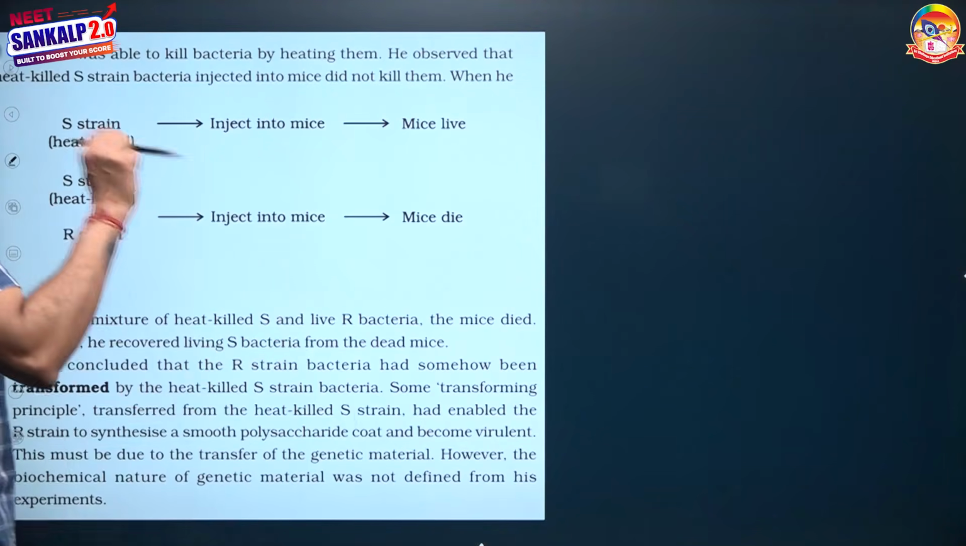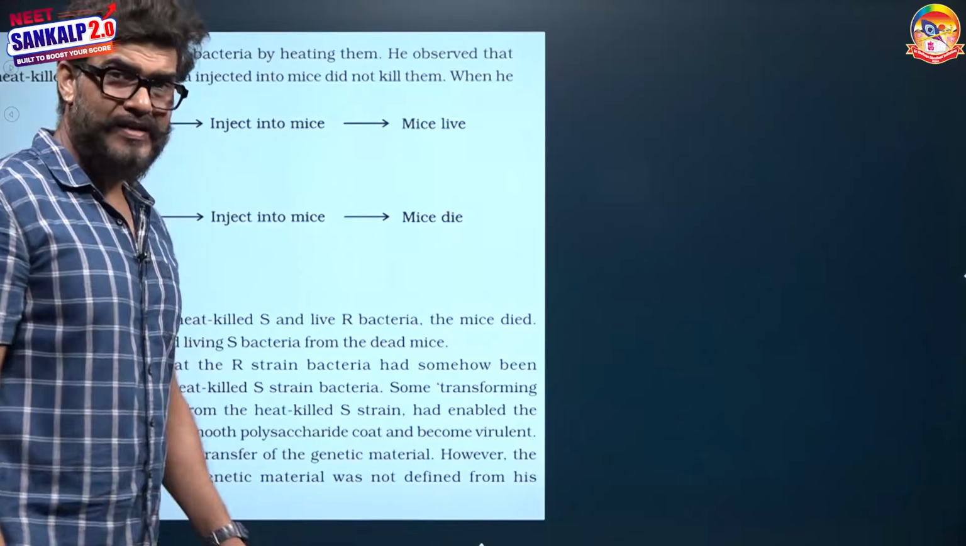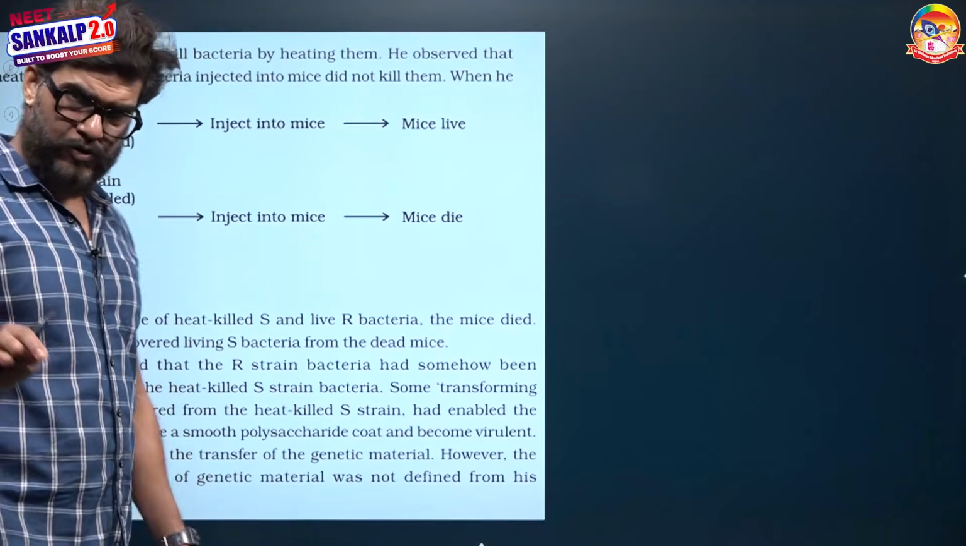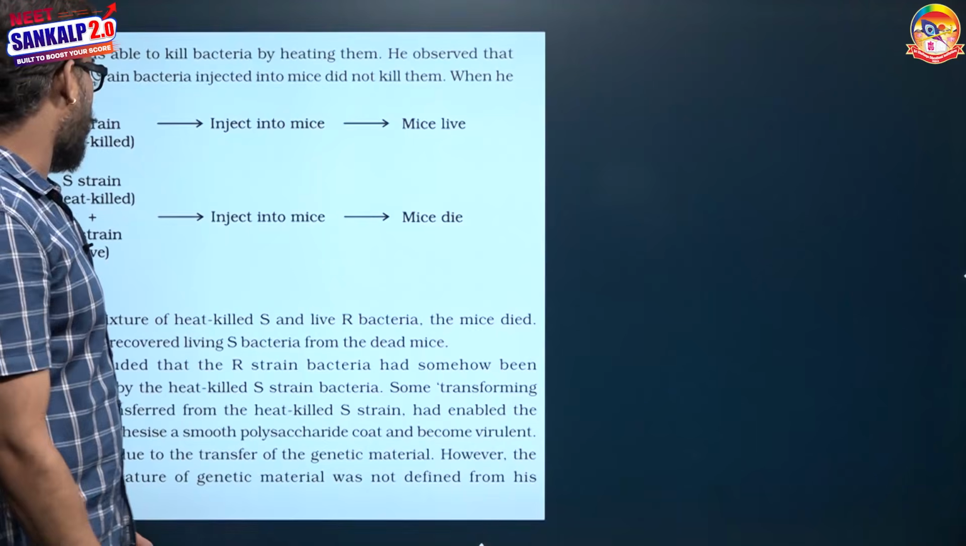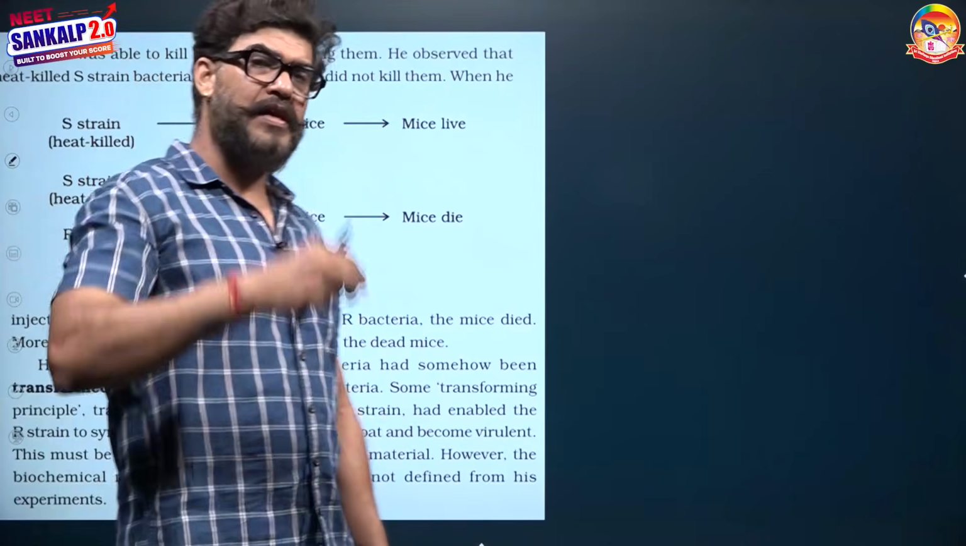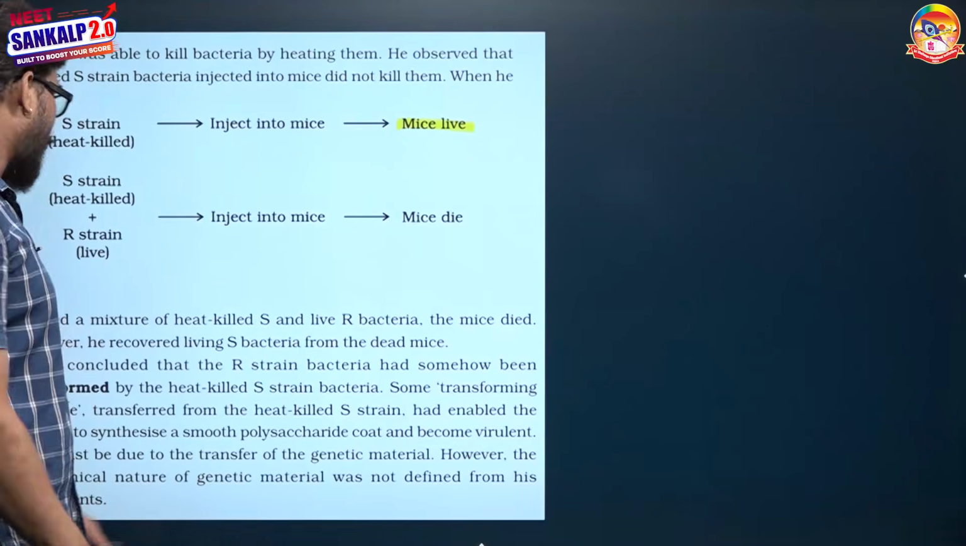When S strains were injected into the mice, the mice died. When R strains were injected, there was no death of the mice. The third time, he took the S strain, killed it with heat, and then injected it into mice. There was no death, meaning they were alive.